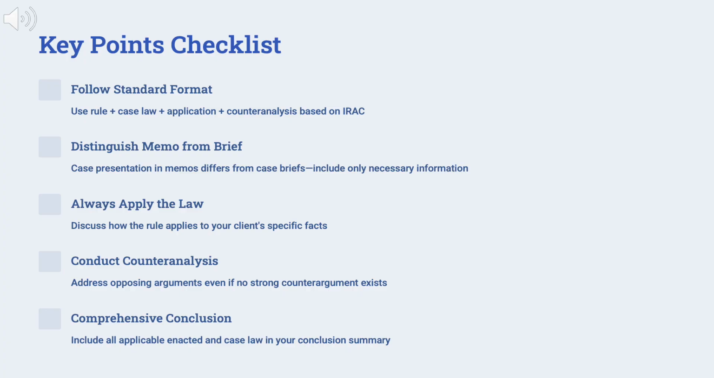The fourth point is to always conduct the counter-analysis. Even when the counter-arguments are weak, they must be identified, presented, and addressed. A memo that only presents the favorable side of the analysis does not meet the objectivity standard the office memorandum requires. The fifth point is to ensure the conclusion is comprehensive.